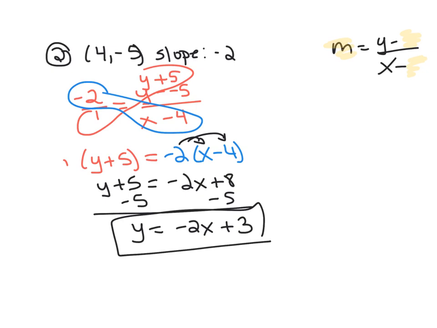All right, let me have you try this one by yourself. Okay, so I want you to try this one. Just hit pause, try it, and then come back. So, -3, -2, watch the signs. Slope 5.